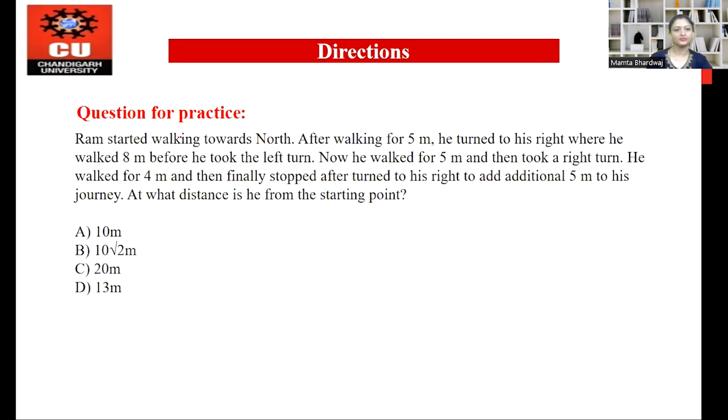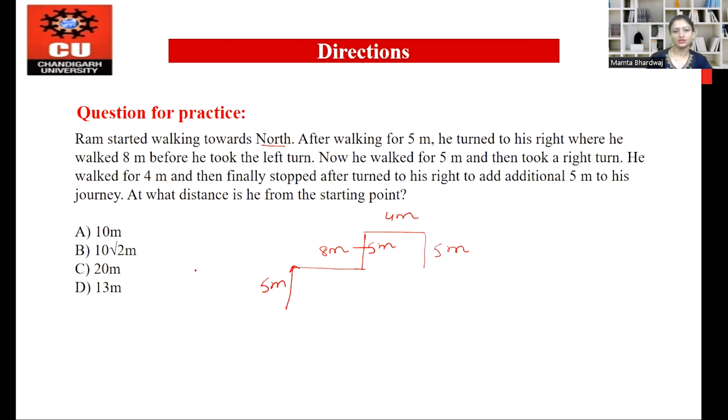Let's practice one question. Ram started walking towards north, and after walking 5 meters, he turned to the right. As the person is walking towards north, our right-hand side becomes that person's right, where he walked 8 meters before he took the left turn. Now he walked 5 meters on the left. He walked 5 meters and took the right turn. Then he walked 4 meters and finally stopped after turning to his right to add an additional 5.